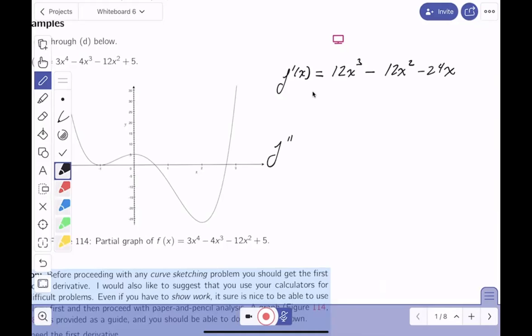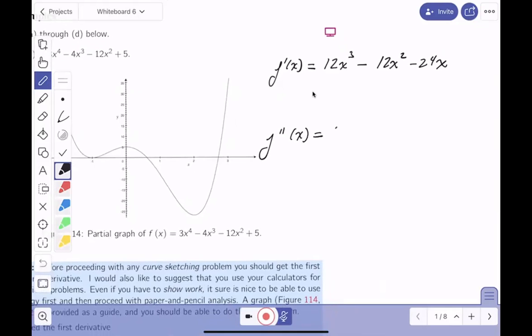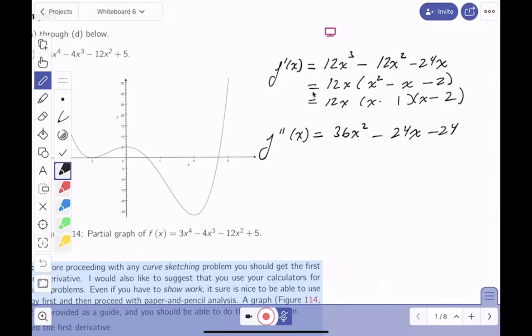I can write down f double prime, and that would be what? 36x squared minus 24x minus 24. I'd probably factor these too. All right, so 12x times (x squared minus x minus 2). Well, let's see if I can do that. 12x, x and x, 2 and 1, minus plus.